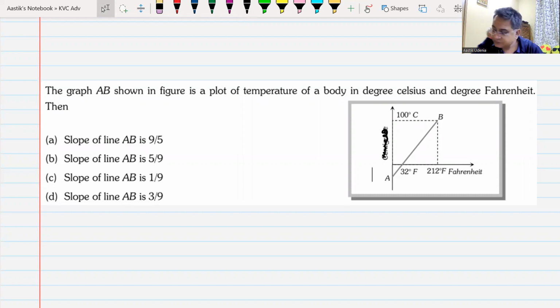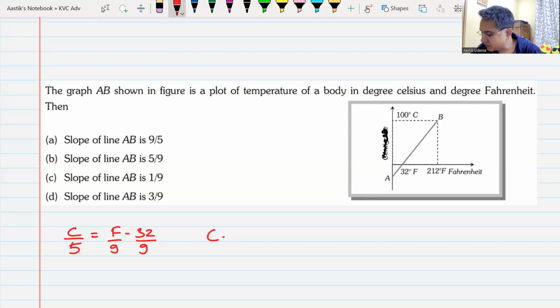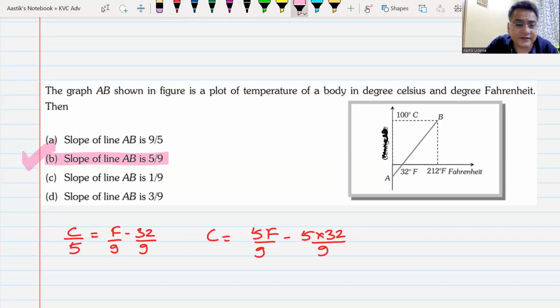5 by 9, sir. It should not have taken so much time. C by 5 is (F minus 32) by 9. You can write it like this: C equals 5F by 9 minus 5 into 32 by 9. So the slope of this line is basically 5 by 9. It's a very simple question. Yes or no? Everyone understands this?